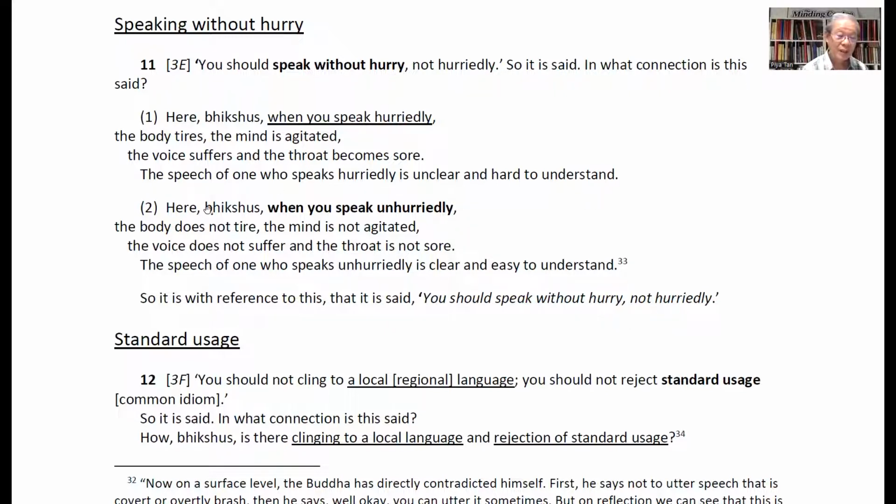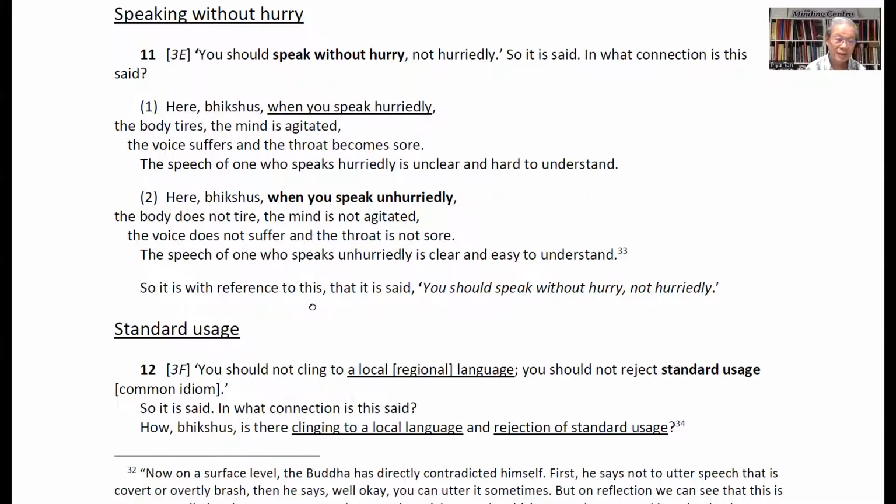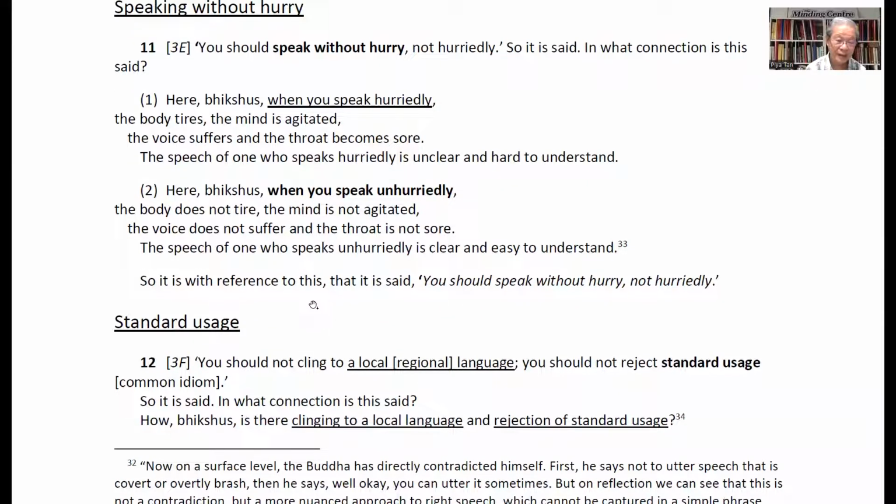Here, bhikshus, when you speak unhurriedly, the body does not tire, the mind is not agitated, the voice does not suffer, and the throat is not sore. The speech of one who speaks unhurriedly is clear and easy to understand. So it is in reference to this that it is said you should speak without hurry, not hurriedly. So this is quite straightforward. So this, of course, applies to any one of us when we want to communicate.